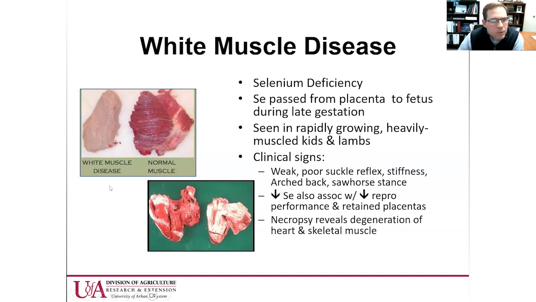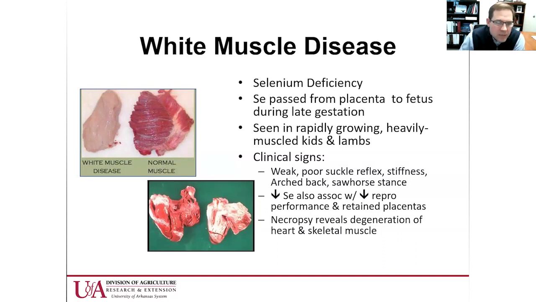And when we look at the pictures here, white muscle disease is this pale type of muscle that we see here on the left compared to the normal red muscle. And then when it gets to important muscles, like we see in the picture below, which we're looking at heart there, when it starts to affect the heart muscle or diaphragm, it can result in death of the animal because of that.